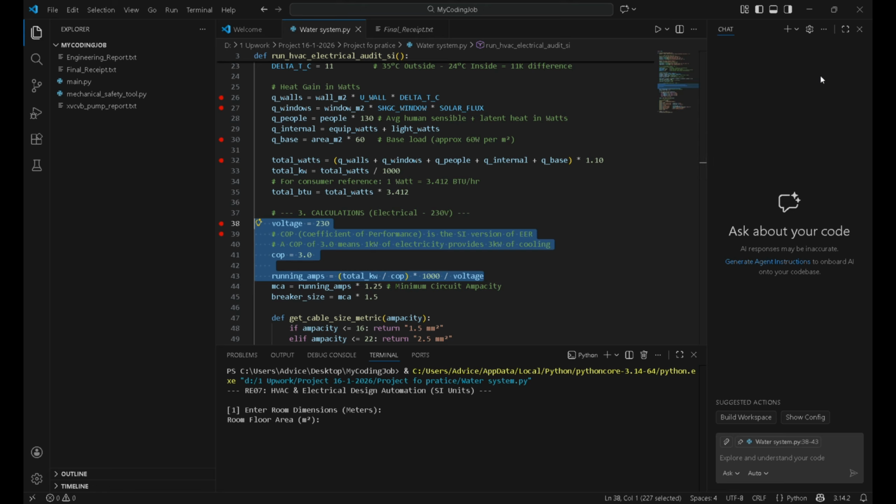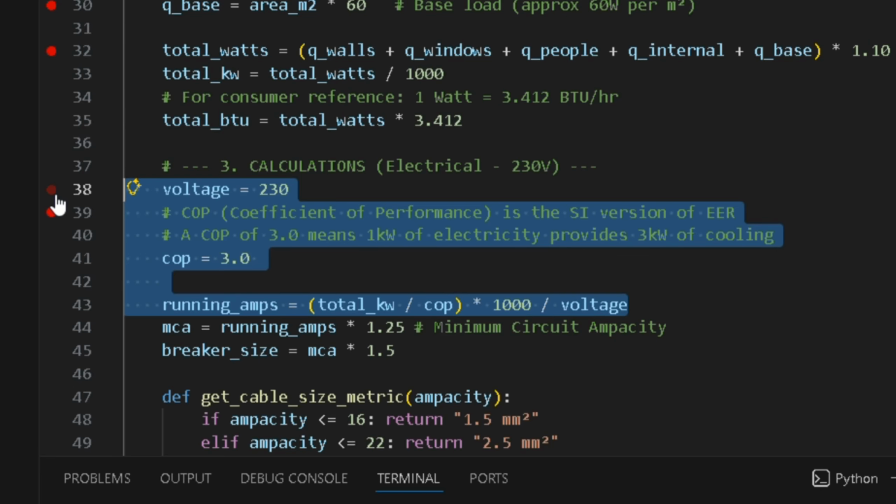Next, we calculate running current. Running_amps = total_kilowatt / COP * 1000 / voltage. This formula converts cooling load into electrical current. It is a crucial step because electrical cables and breakers must be sized based on current, not cooling capacity.